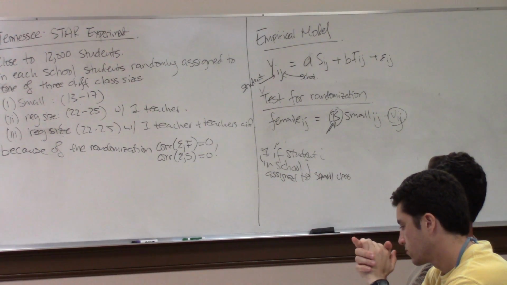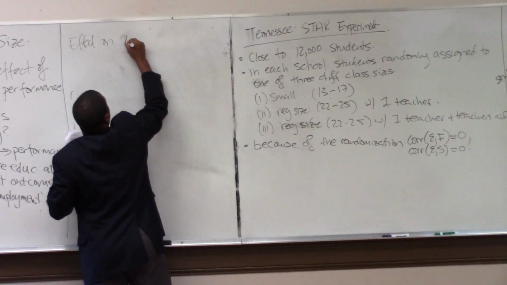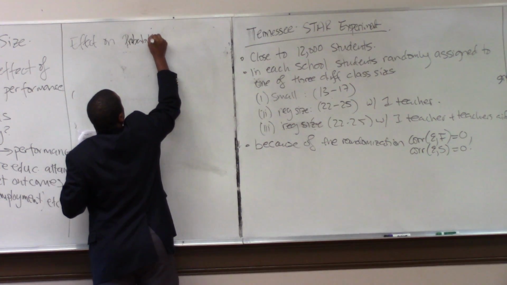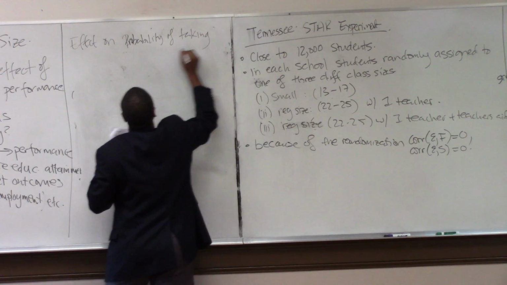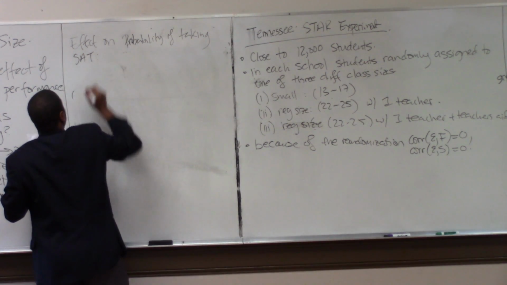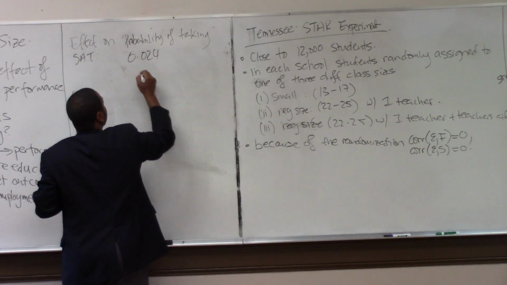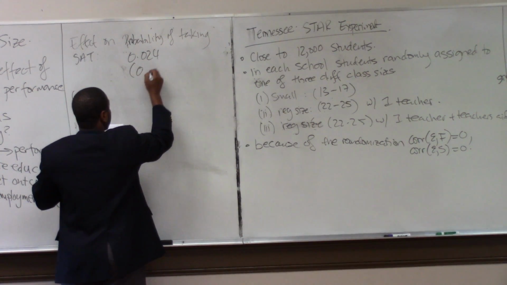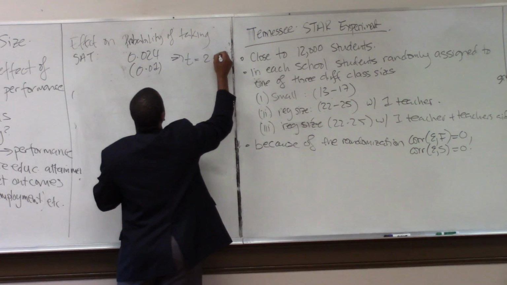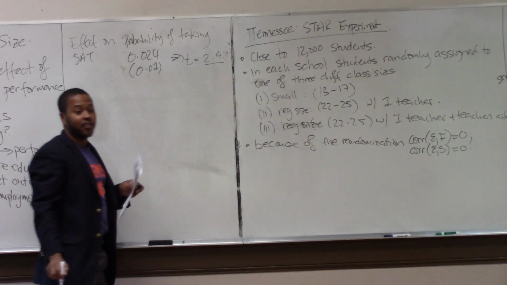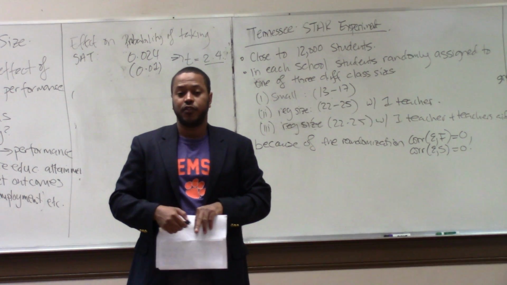So let's look at the effect on the probability of taking the SAT. It's 0.024, and the standard error is 0.01. So this is a t-statistic of 2.4, which definitely gets us past the 95% confidence interval. Okay. Right? So that's going to be significant.